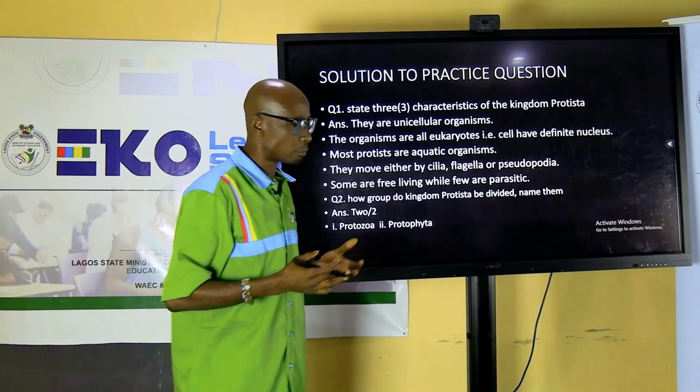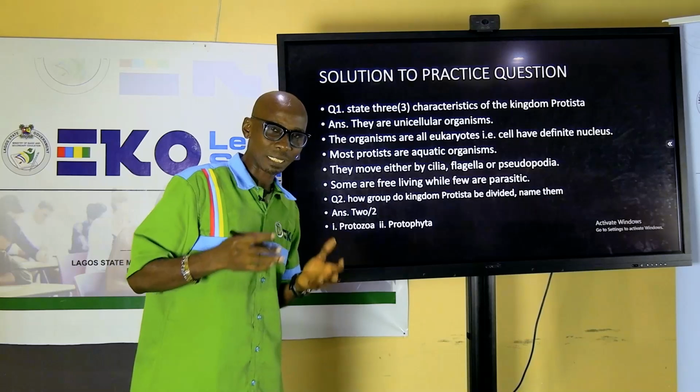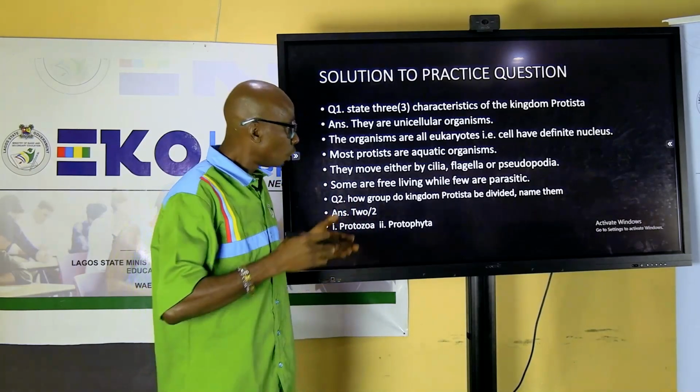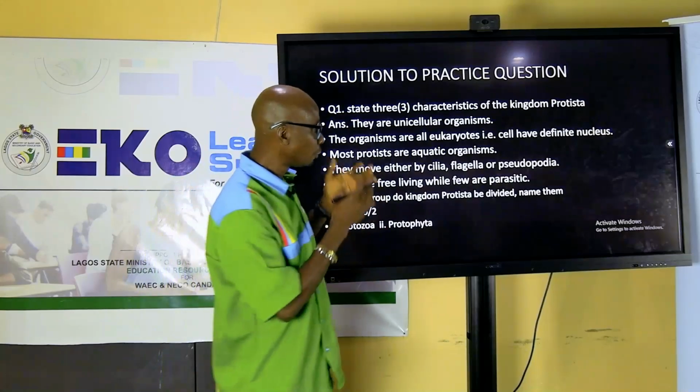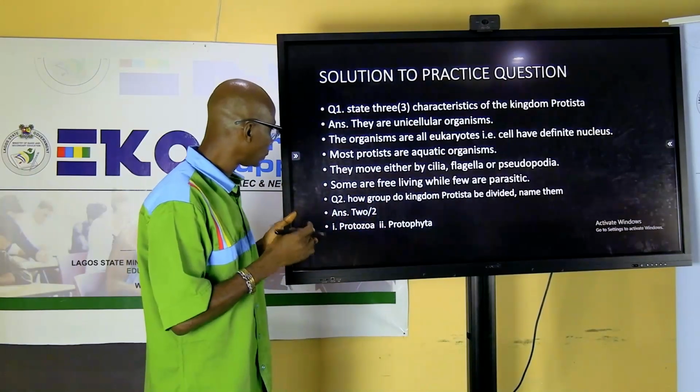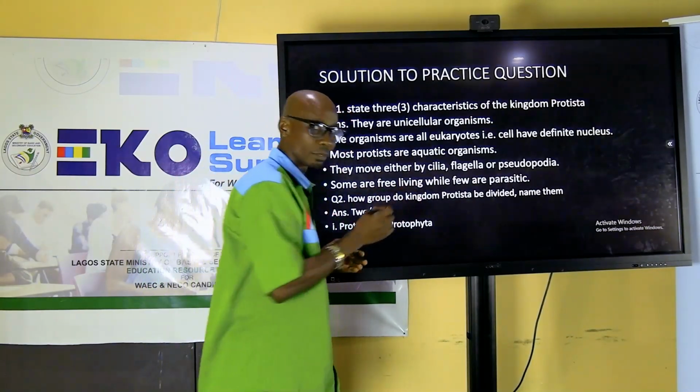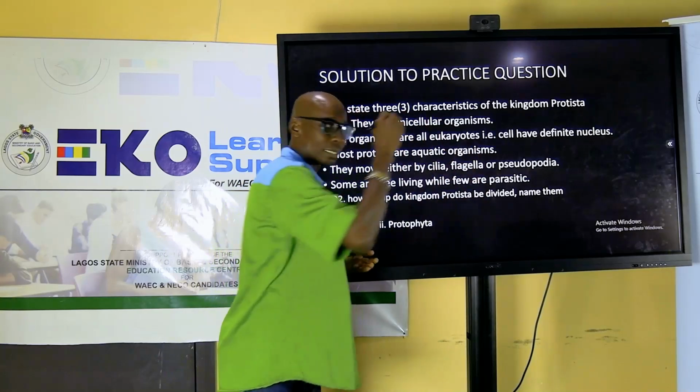If you can add an example, it's better. Some move by cilia, you put example, paramecium. Some move by flagella, example, Euglena. Some move by pseudopodia, if you can add an example, it's good. Some are free living and some are parasitic.